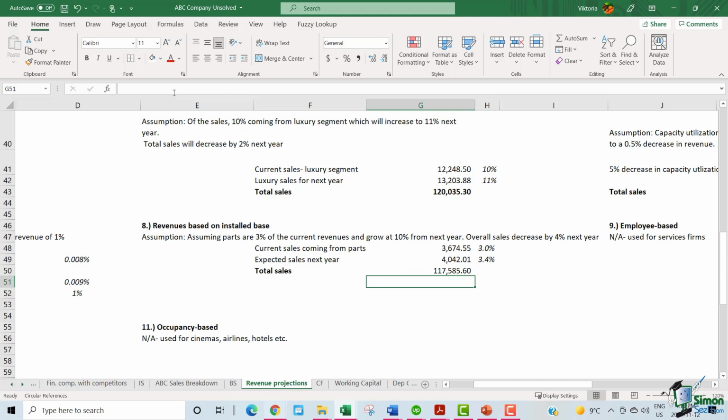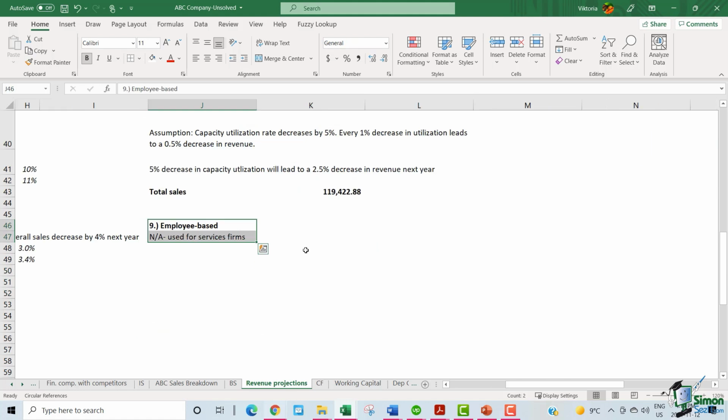So over here we are modeling the current base, which in this case is the sales of parts. So even though the sales of parts has increased by 3% to 3.4%, the total sales have decreased by 4% next year. Using this approach, we can really break down the sales coming from different components.